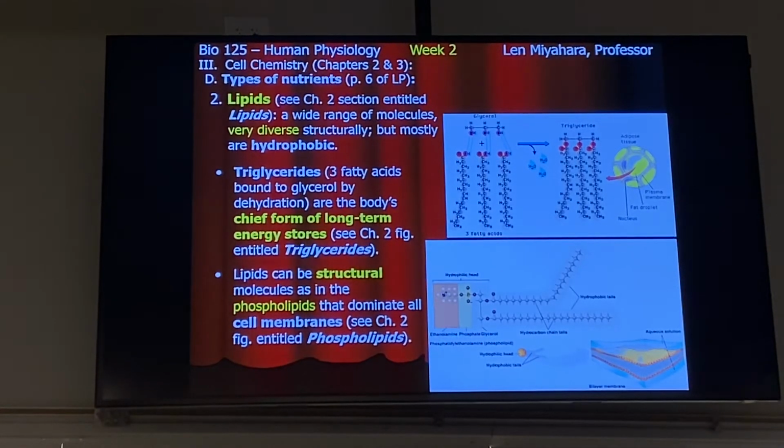Lipids can also be structural. We've already had a lipid this semester when we talked about the phospholipid. Remember how it has one head and two tails? So the phospholipid has two links. Okay? One's straight and one's bent.